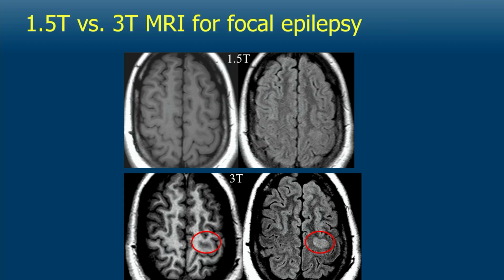So as an example of a case, this patient presents with focal epilepsy. The initial MRI that was done on a 1.5 Tesla magnet did not show an abnormality. So I reviewed this MRI, and I couldn't see an abnormality. We then repeated the MRI on a 3 Tesla magnet, and we showed a really subtle lesion on the left side of the brain.